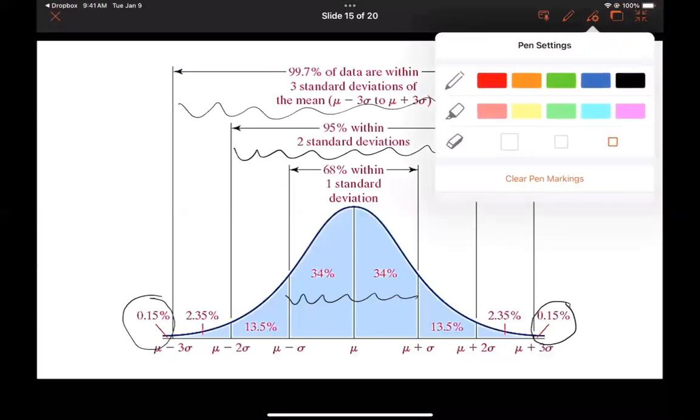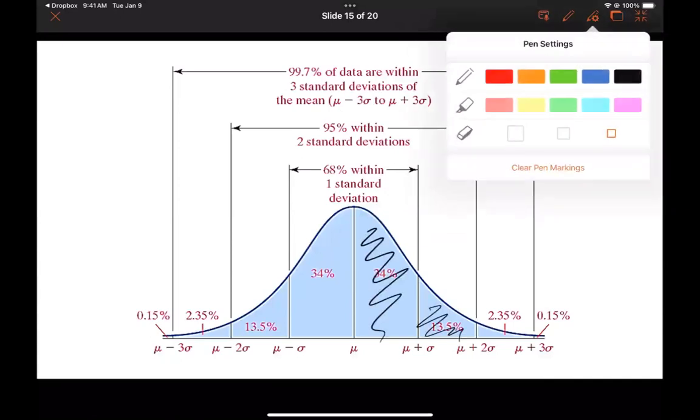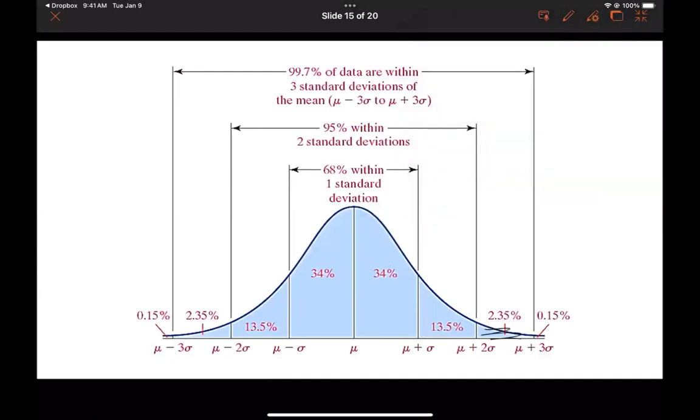Make sure your drawing has all of this marked on it, because what's going to happen is they're going to give you pieces of this bell curve and want to know what percent lies underneath of it. So you might have to add this and this together, or even add this and this together. So make sure you have those percents represented.